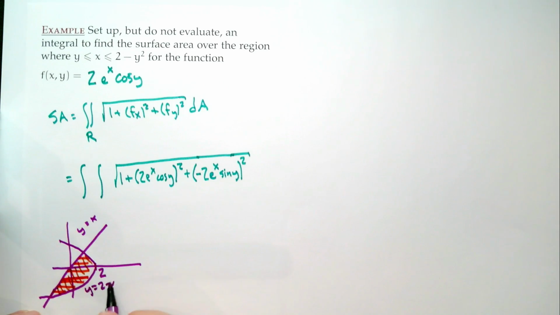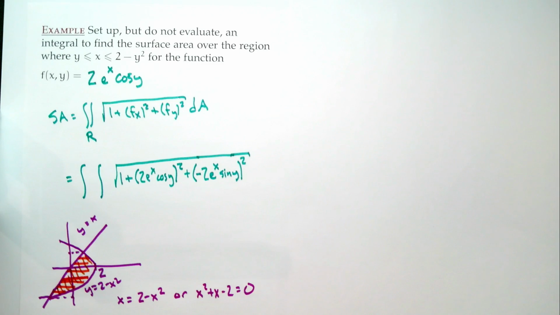Well, we've got to figure out, where do these intersect? So how can I figure out when x and 2 minus x squared intersect with each other? Set them equal. So when do x and 2 minus x squared match? Well, that's the same as x equals 2 minus x squared, which is the same thing as x squared plus x minus 2 equals 0.